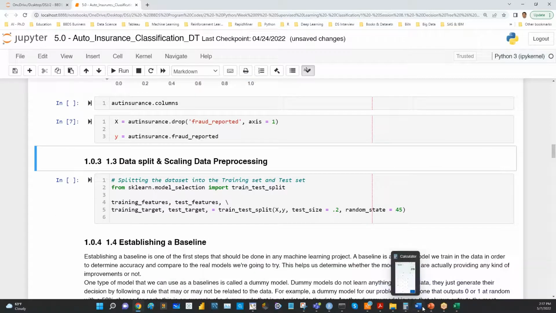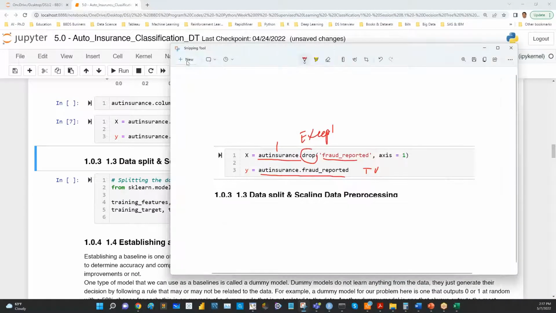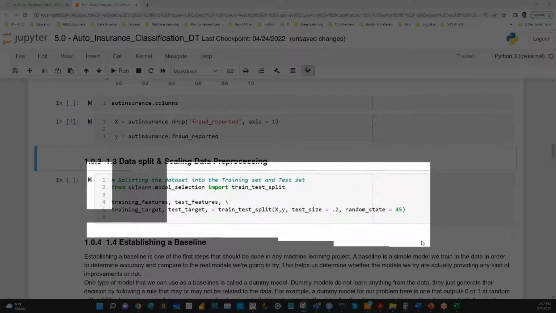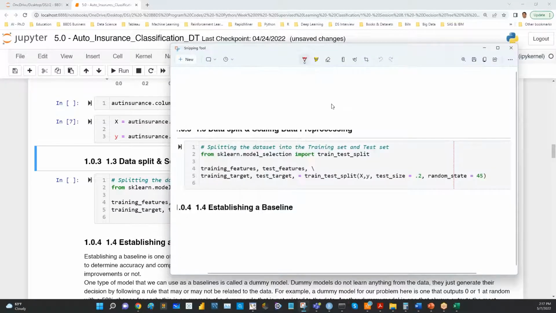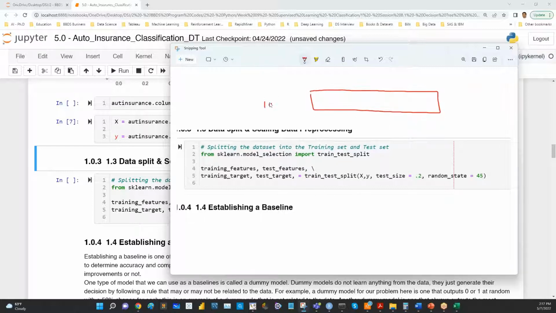Number 2, we need to split the data into 80% and 20%. So we got 1,000 claims, and randomly we are going to split 20% and 80%. It's really up to you to determine the percentage of splitting, but this is the common one. This is not a rule, but it's common among data scientists. It's 80%, 20%. So go with the rule, just keep it 80%, 20%.